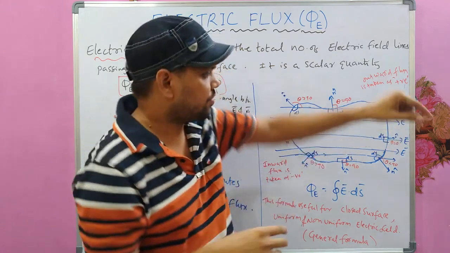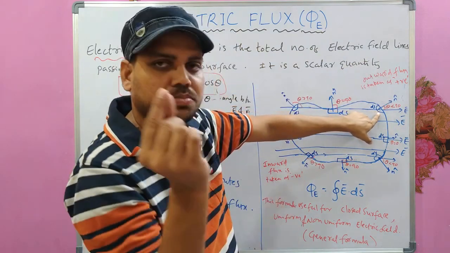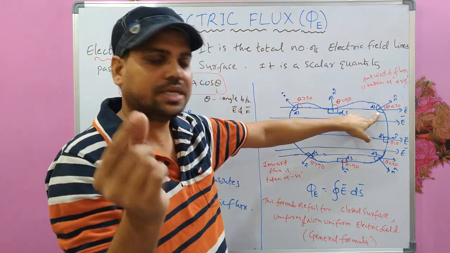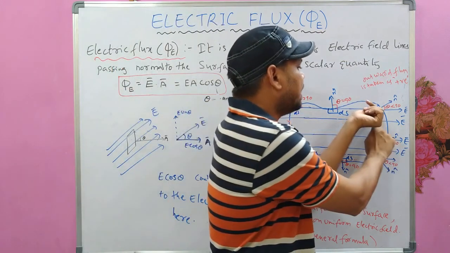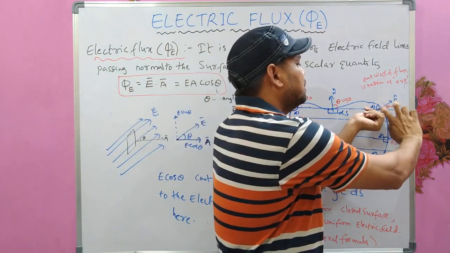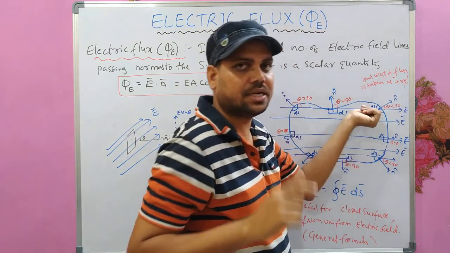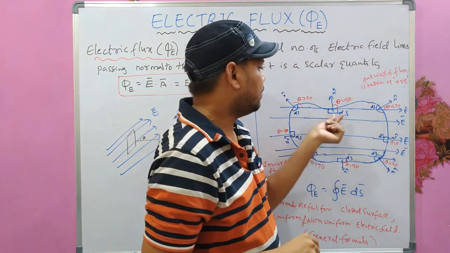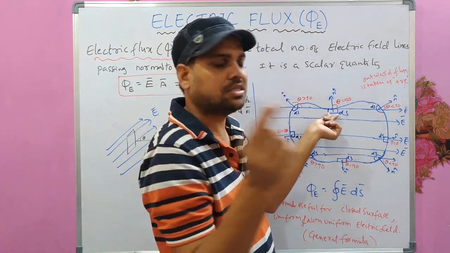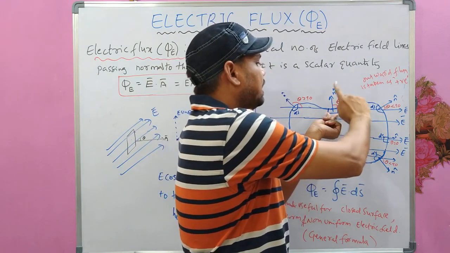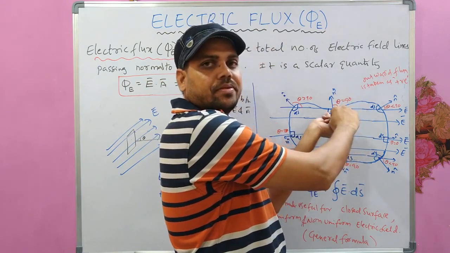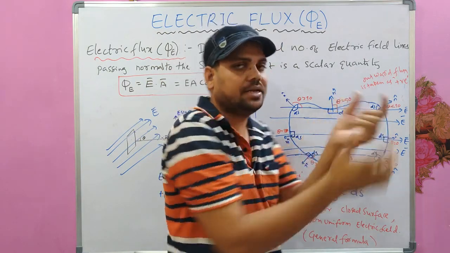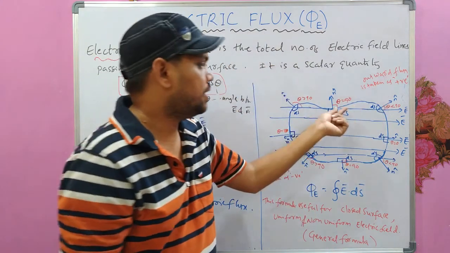If you see here, I have taken one small segment ds, whose area is ds, and its area direction will be perpendicular to this plane, that n cap represents that. And if I take ds here, the small segment, its area direction is n cap, perpendicular to that ds plane.